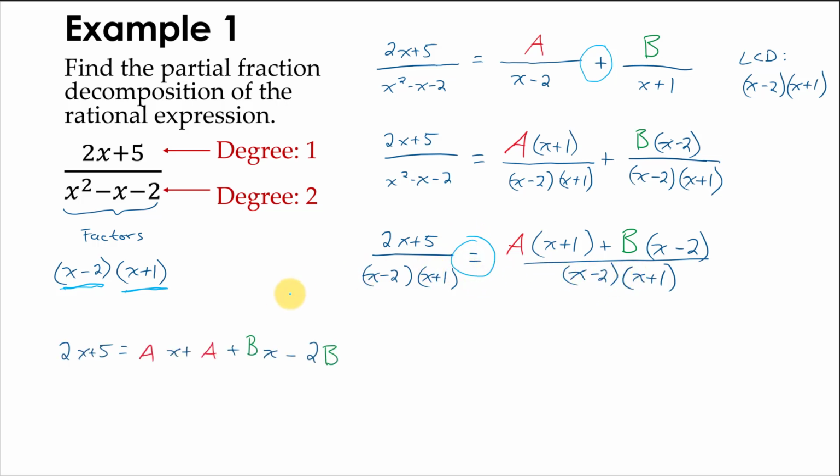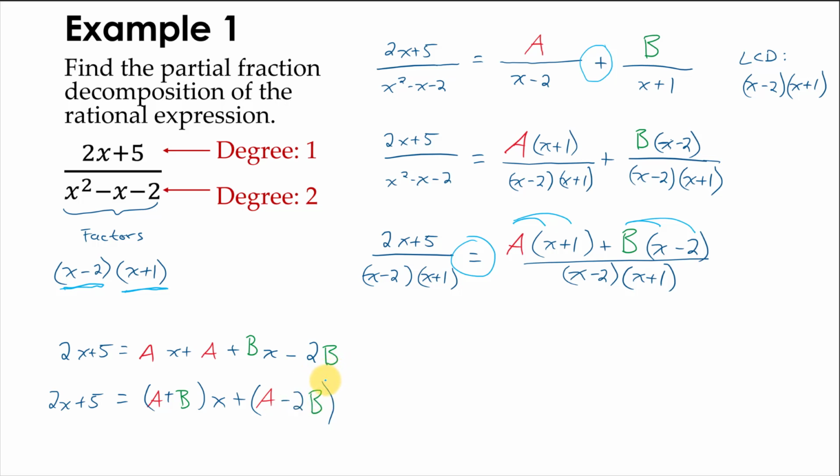And what I did here, I distributed my A and I distributed my B to the x + 1 and the x - 2. That's how we have this expression down here. Okay, so from here, I combined my like terms of Ax and Bx, and then I factored out my x here. So I've got (A + B) times x + A - 2B. That's what we're left with.